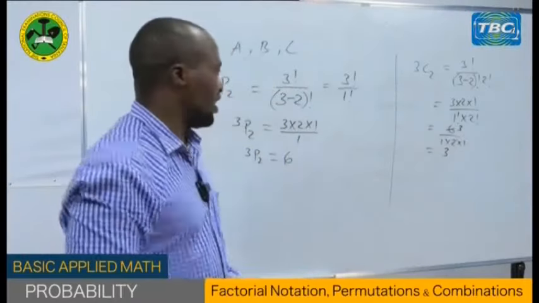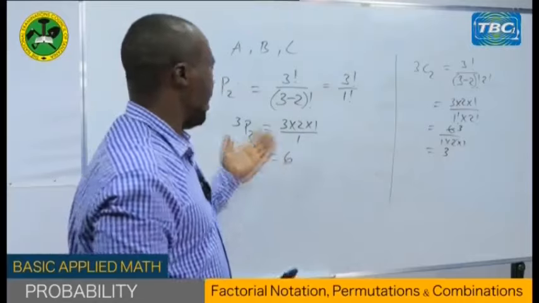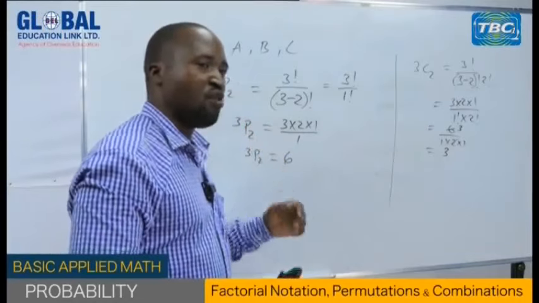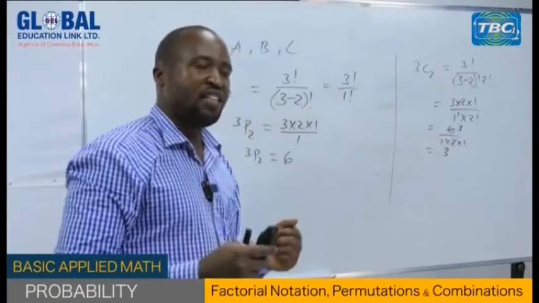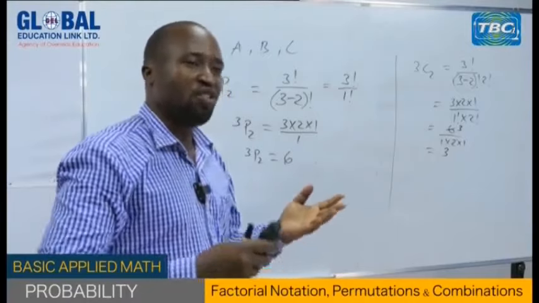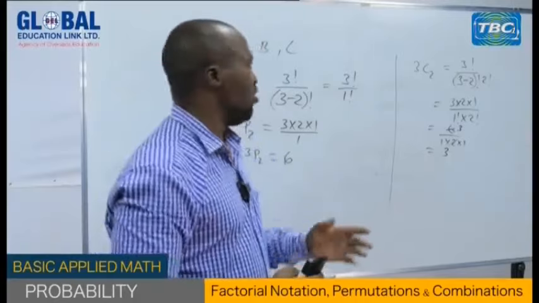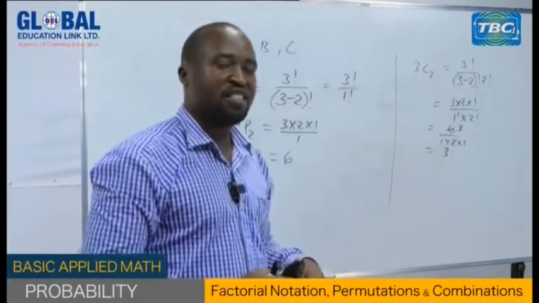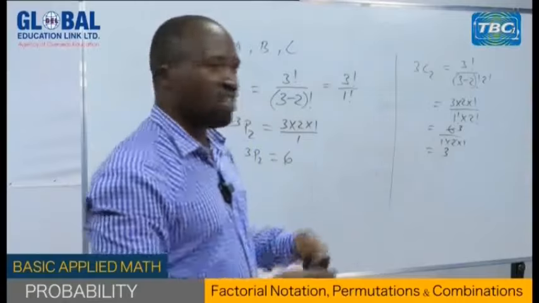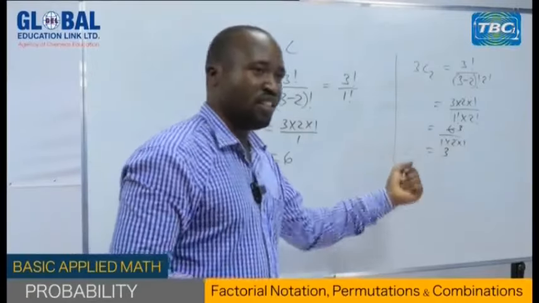Now, my dear student, you can see the differences between permutation, where we choose 2 items out of 3 with order important, and case 2, that is combination. We have 3 marbles, but we decided to choose only 2, but order is not important. We end up with 3.